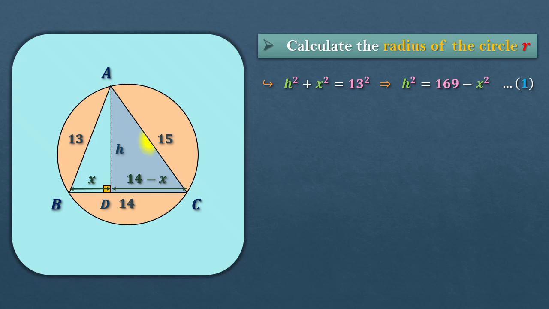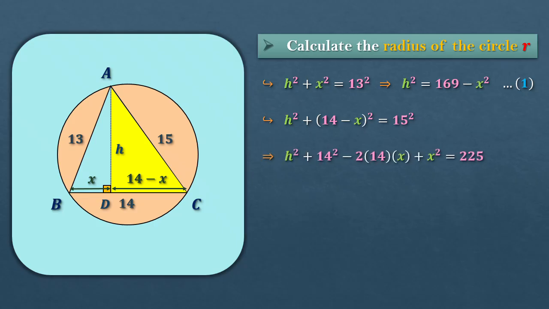Next, considering right triangle ACD, the Pythagorean theorem yields h^2 + (14 minus x)^2 = 15^2. Expanding the square gives h^2 + 14^2 minus 2 times 14 times x plus x^2 equals 225. This implies that h^2 equals 225 minus 196 plus 28 times x minus x^2. Thus, h^2 equals 29 plus 28x minus x^2. We call this equation number 2.